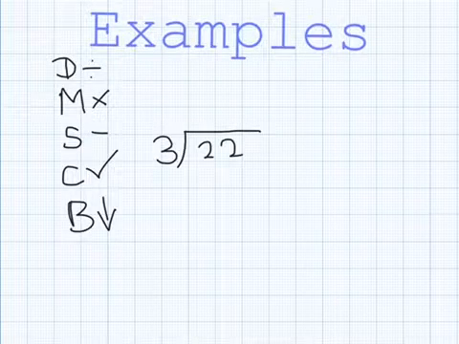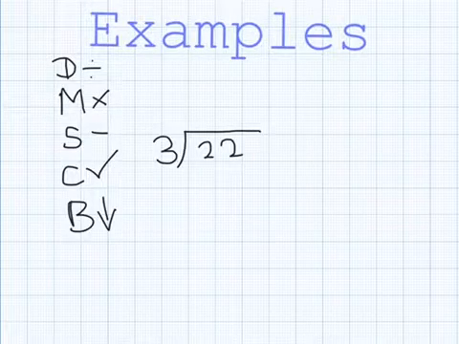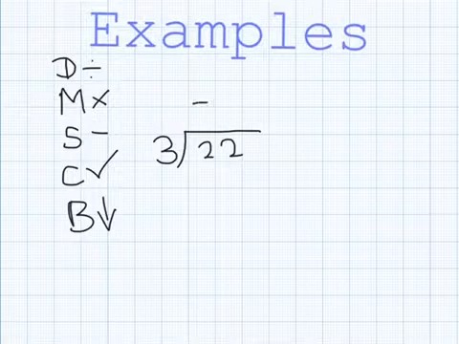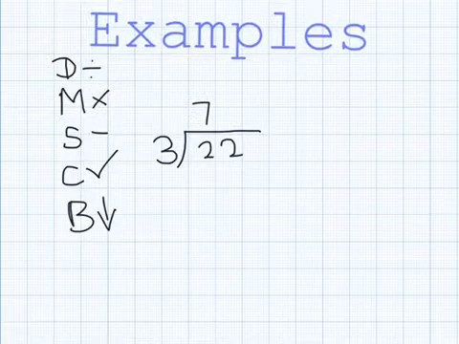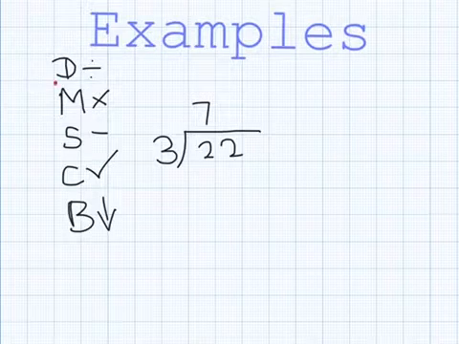That can work. But there's a small problem. 22 is not a multiple of 3. So we have to find something that's close to 22 without going over. We know that 7 times 3 equals 21. That's close to 22, and it doesn't go over. So we can put a 7 up here. We just completed the first step of does McDonald's sell cheeseburgers?